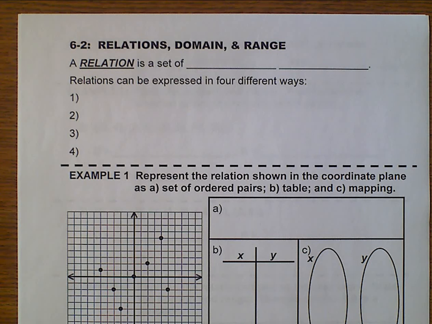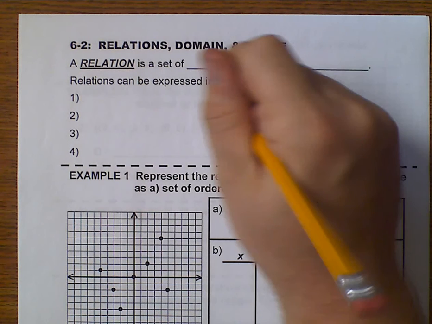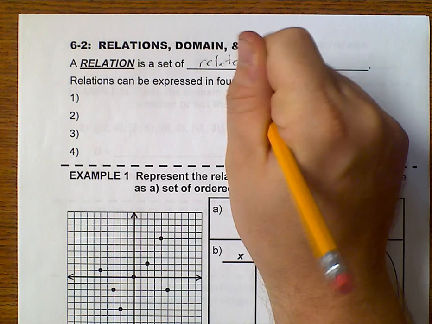Hello, this is Algebra 1. We're going to be talking about relations, domain, and range. Well, a relation is real simple. It's a set of related numbers.